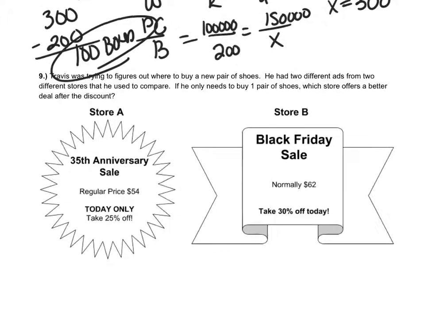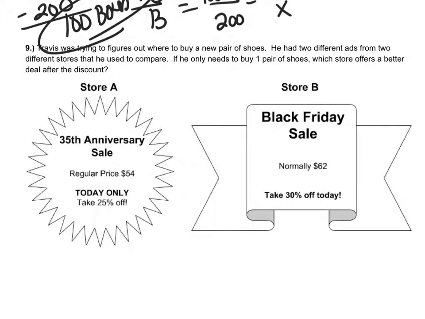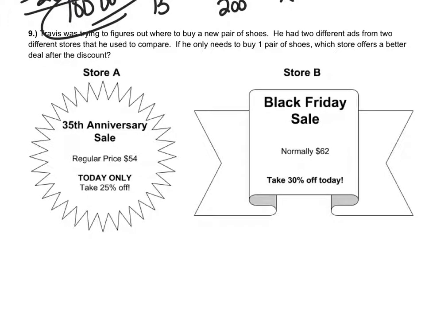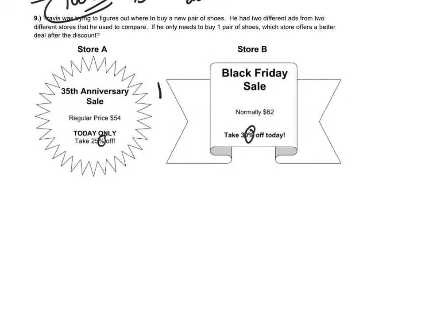Number 9. Travis is trying to figure out where to buy a new pair of shoes. He has 2 different ads from the stores. He only needs to buy 1 pair. We need to see which one's cheaper. Okay, so we've got to find store A and store B and compare them. So it has to do with the percent. So what are we going to use? Percent proportion. So I'm going to use is over of equals percent over 100.